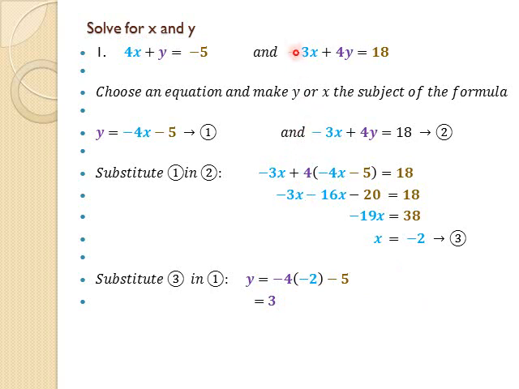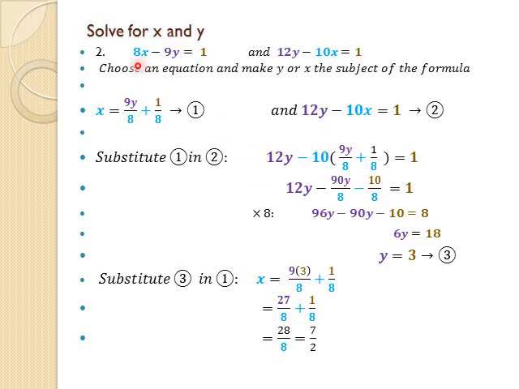We can test them. Minus 3 times negative 2 give me negative 6. 4 times positive 3 would give me 12. 12 plus positive 6 would give me 18. So therefore it's valid as an answer when I test it. Right, let's look at the second problem.